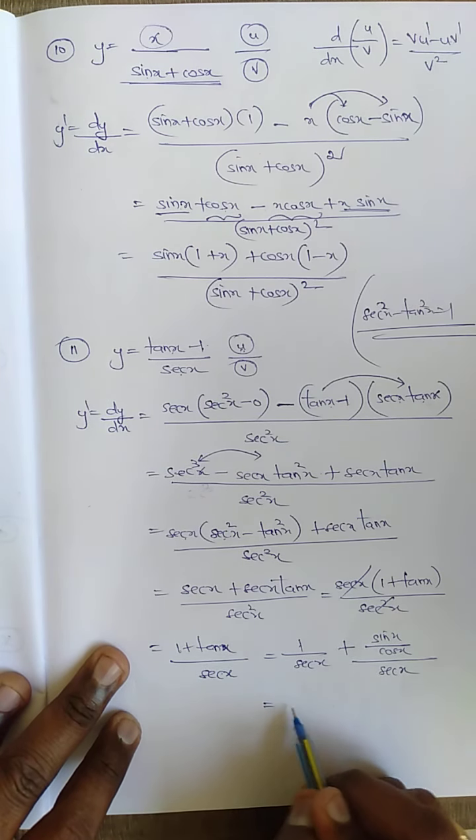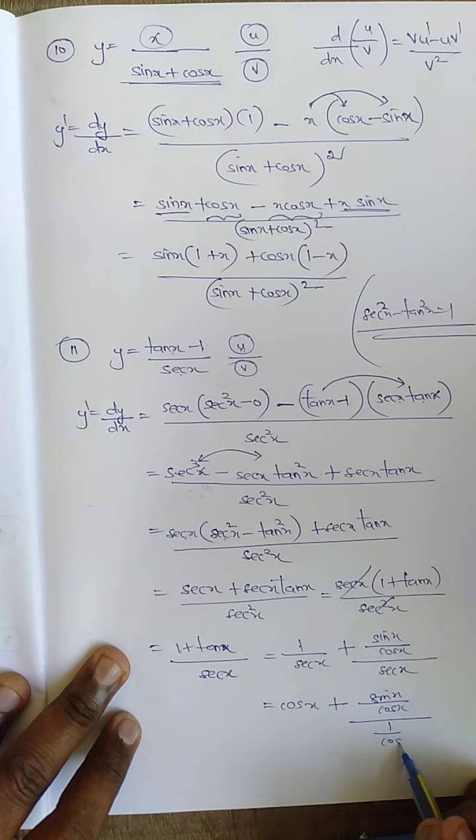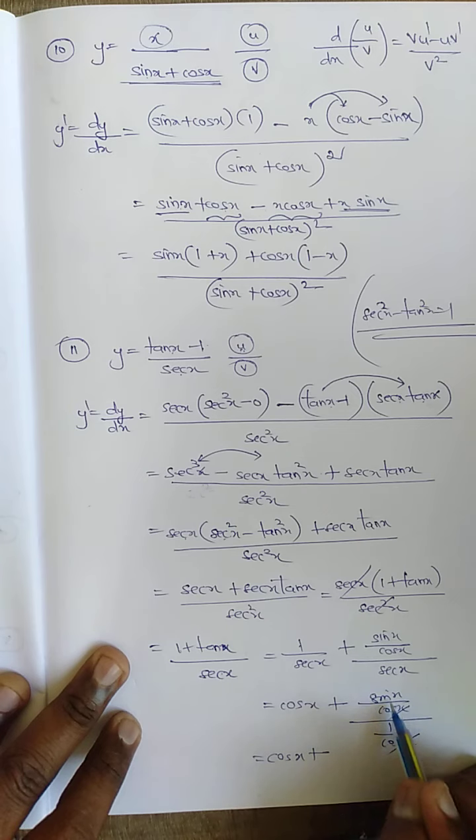1 by secant x I can write as cos x. Sin x divided by cos x, secant x I can write as 1 by cos x. Cos x, cos x cancel. The last answer is cos x plus sin x.